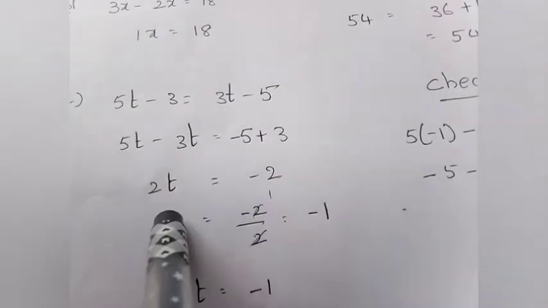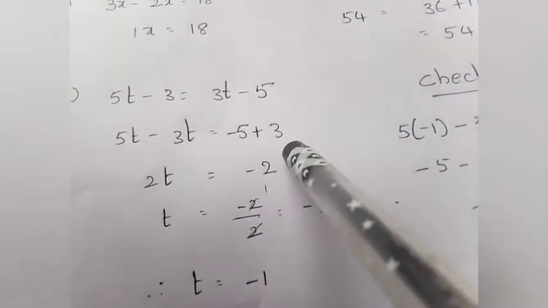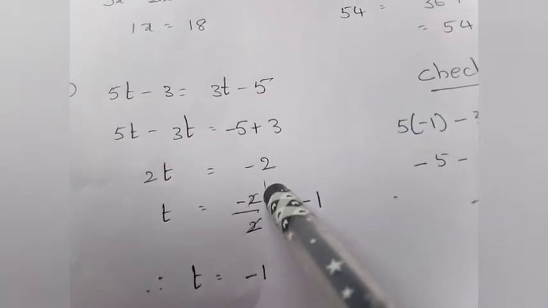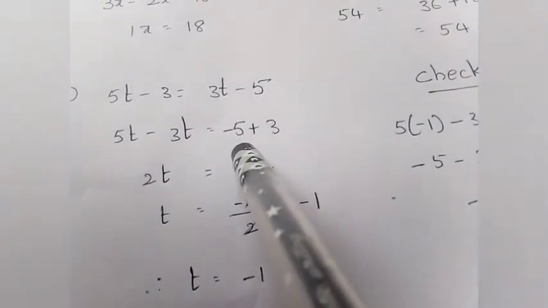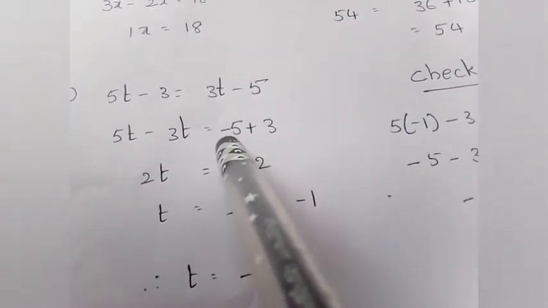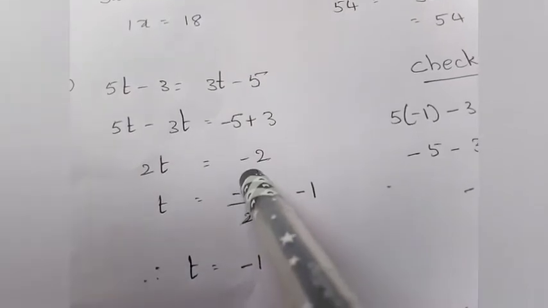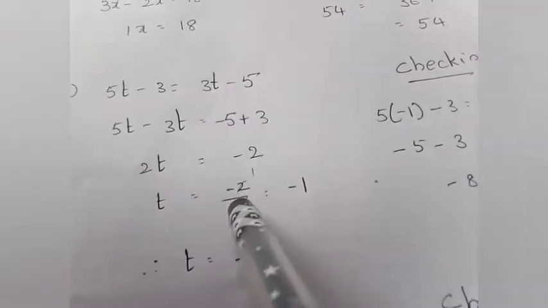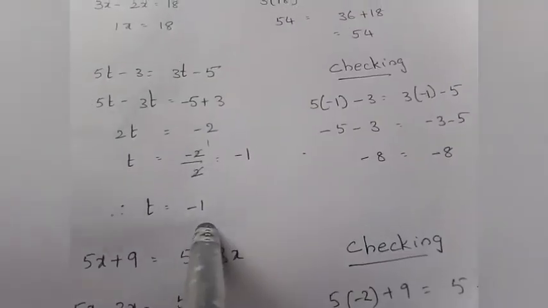5t minus 3t is equal to 2t. Minus 5 plus 3 is equal to minus 2, because the greater value's symbol is minus, so we are taking minus here. Now t is equal to, I am sending this 2 to this side, minus 2 by 2, that is minus 1, 2 ones are 2. Therefore t is equal to minus 1.